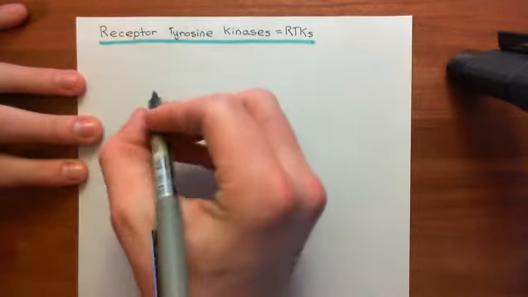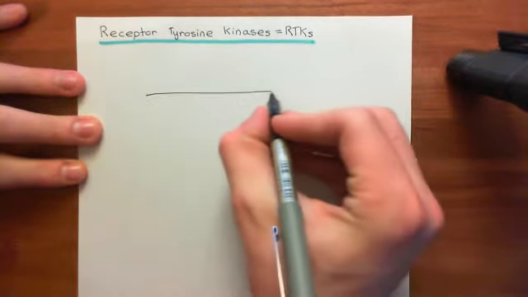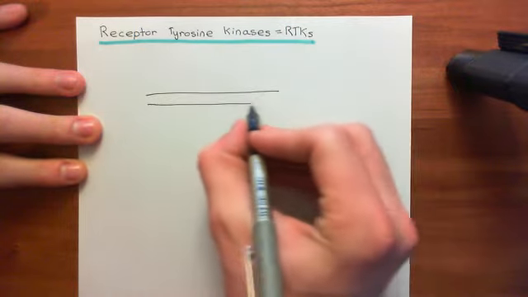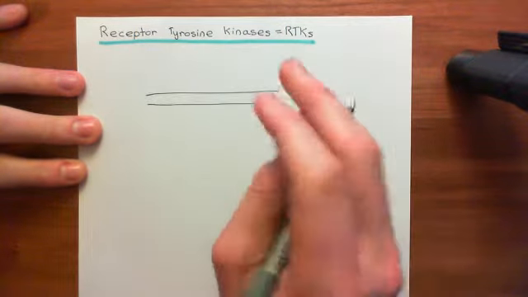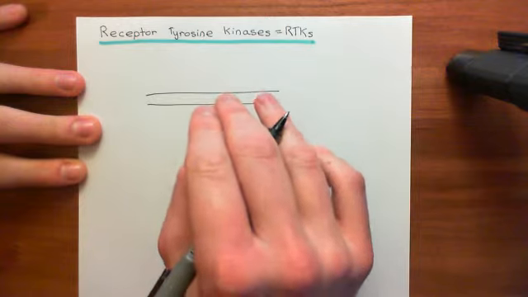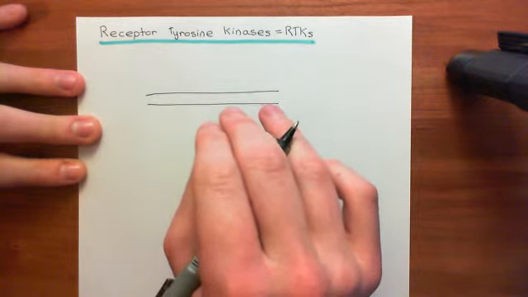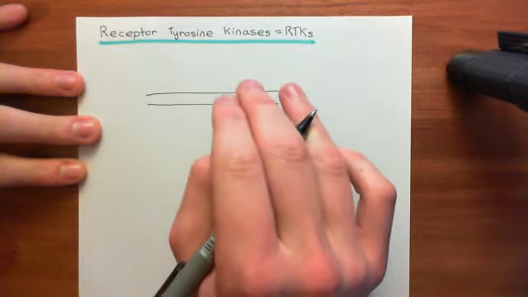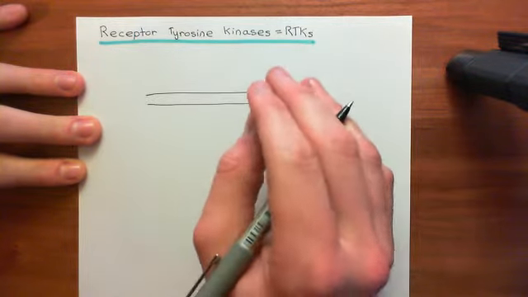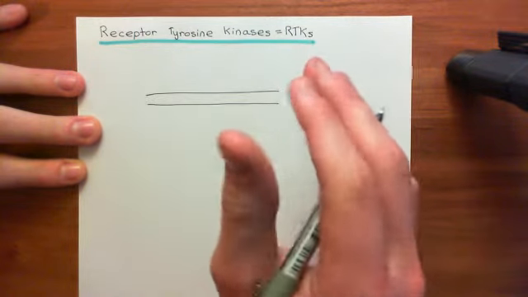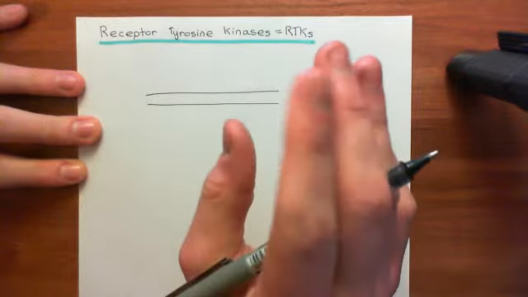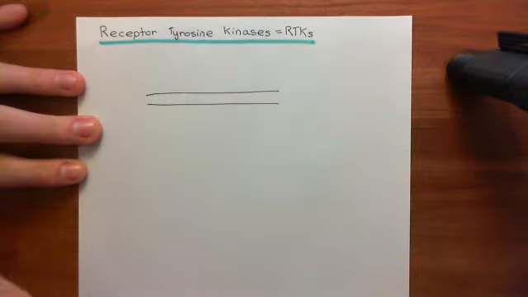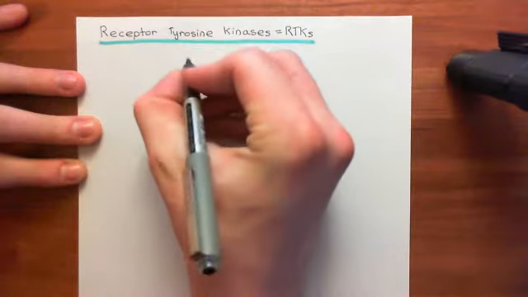Okay, so let me draw you a picture of the basic structure of most receptor tyrosine kinases. Now, not all of the 58 receptor tyrosine kinases in humans conform to this structure that I'm about to draw, but most do. There are a few exceptions, such as the insulin receptor, but apart from a few tiny ones that don't conform to this, most of the other ones do.